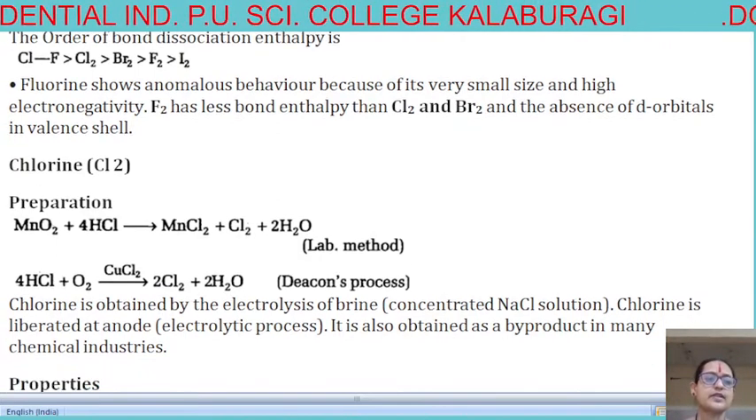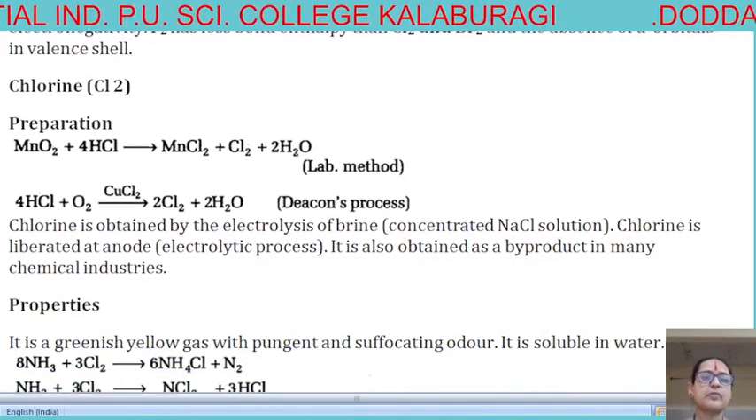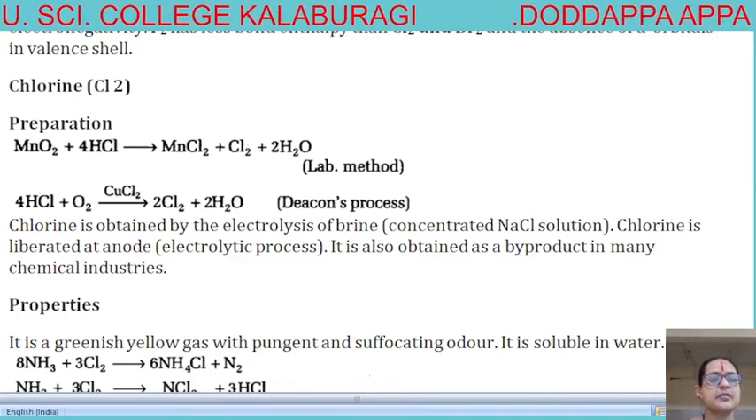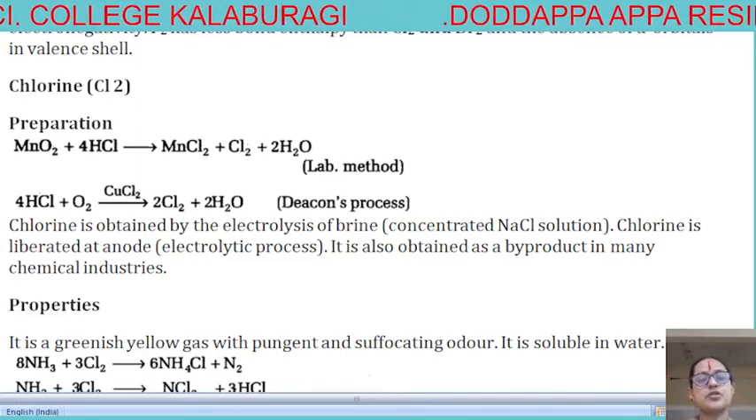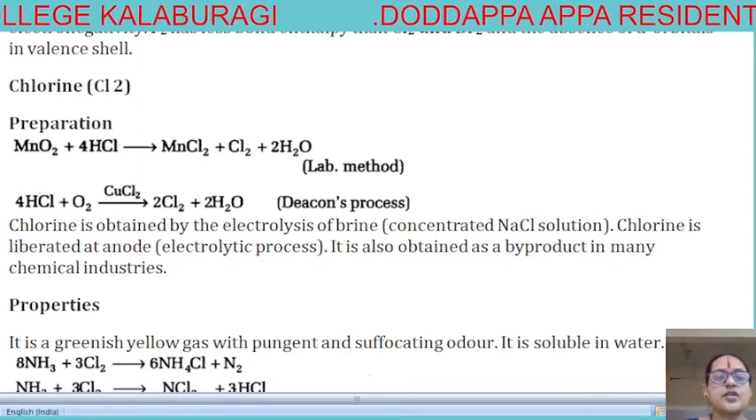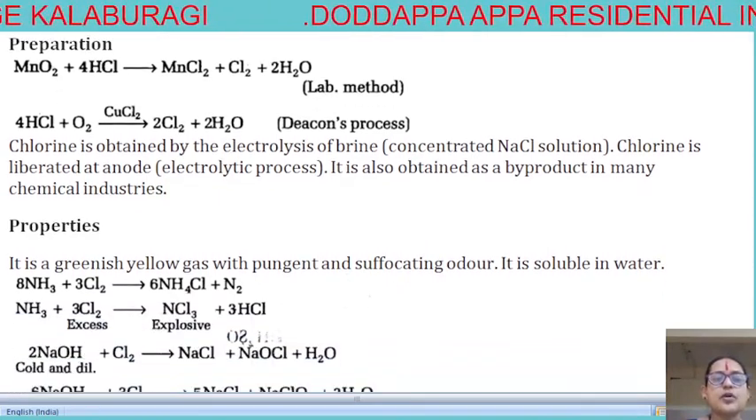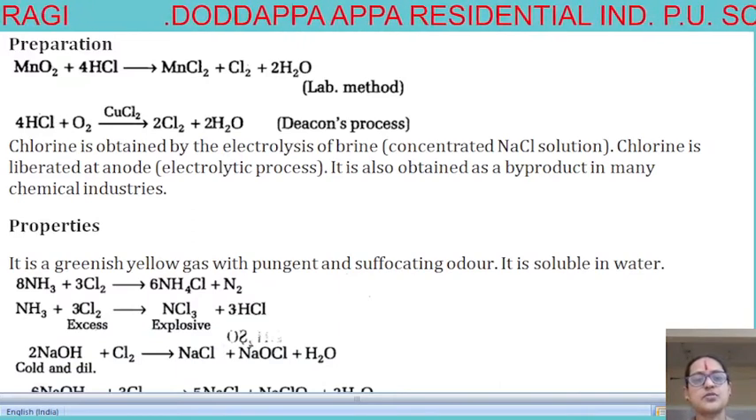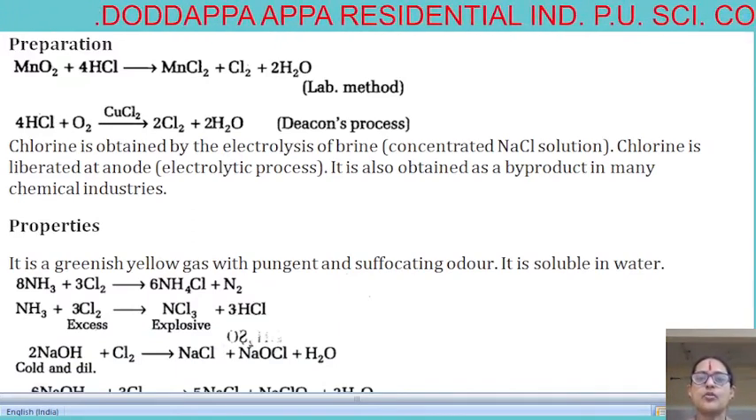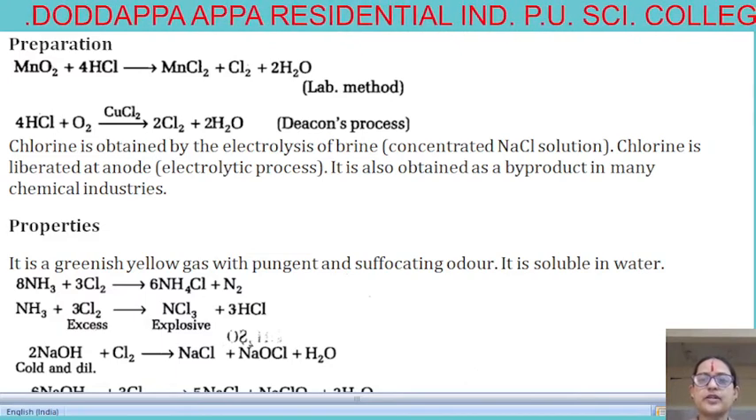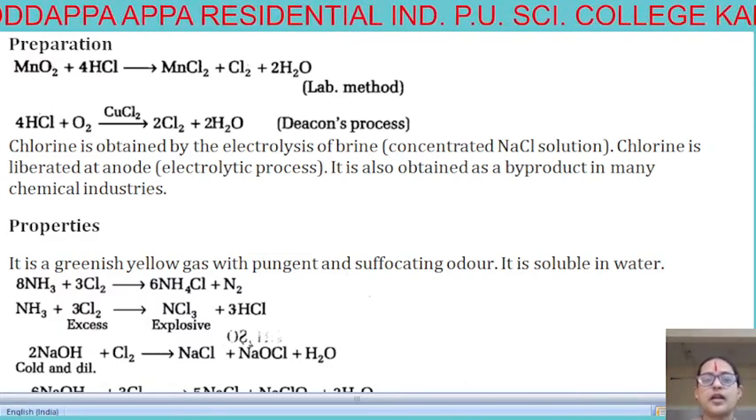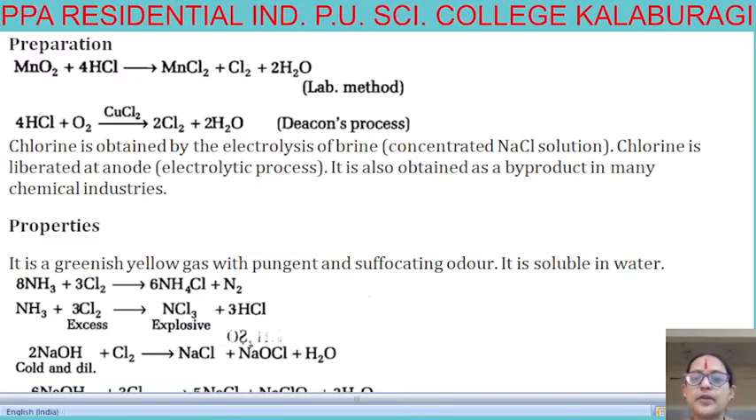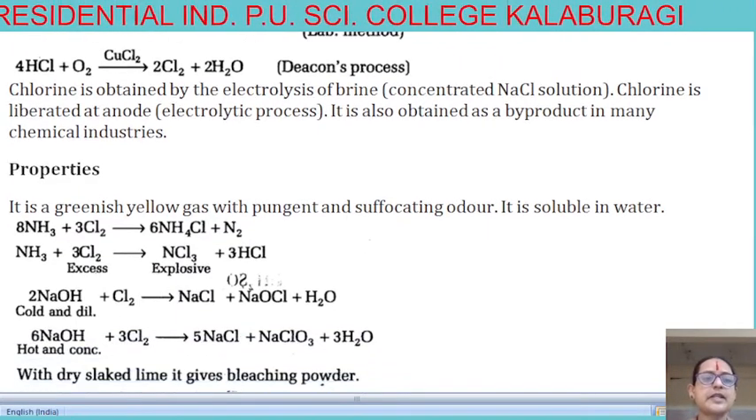Next, the element we have to study is chlorine. Chlorine can be prepared by two methods, that is the lab method and Deacon's process. Deacon's process is nothing but HCl treated with oxygen in the presence of a catalyst, copper chloride. Chlorine is also obtained by electrolysis of brine solution. A concentrated NaCl solution is used. Chlorine is liberated at the anode. The anode is a positively charged electrode where Cl minus loses an electron to form Cl2. It is also obtained as a byproduct in many chemical industries.